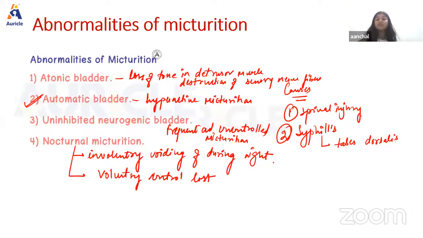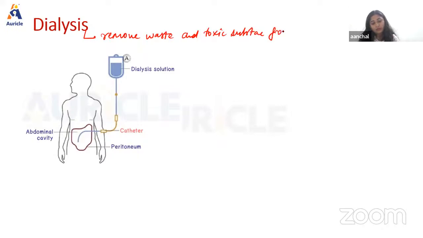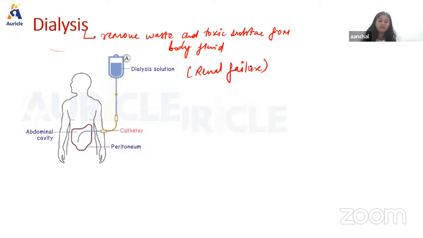Now, next we have the very important topic, that is dialysis. So what is dialysis? Dialysis is the process to remove waste and toxic substances from body fluids. It is also known as hemodialysis, because in this case we do the purification of blood. This machine we can see in the picture is an artificial machine that is used to carry out dialysis during renal failure, when the kidney loses the ability to purify the blood. At that time it is used.